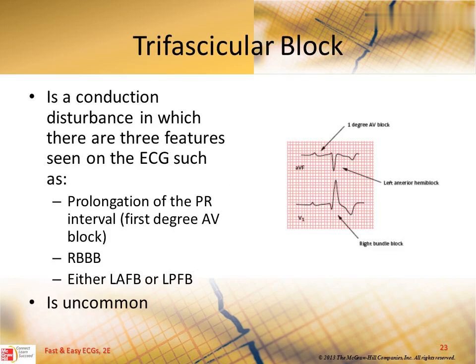Trifascicular block is a conduction disturbance in which there are three features seen on the ECG, such as prolongation of the PR interval, first degree AV block, RBBB, and either LAFB or LPFB. It is uncommon.